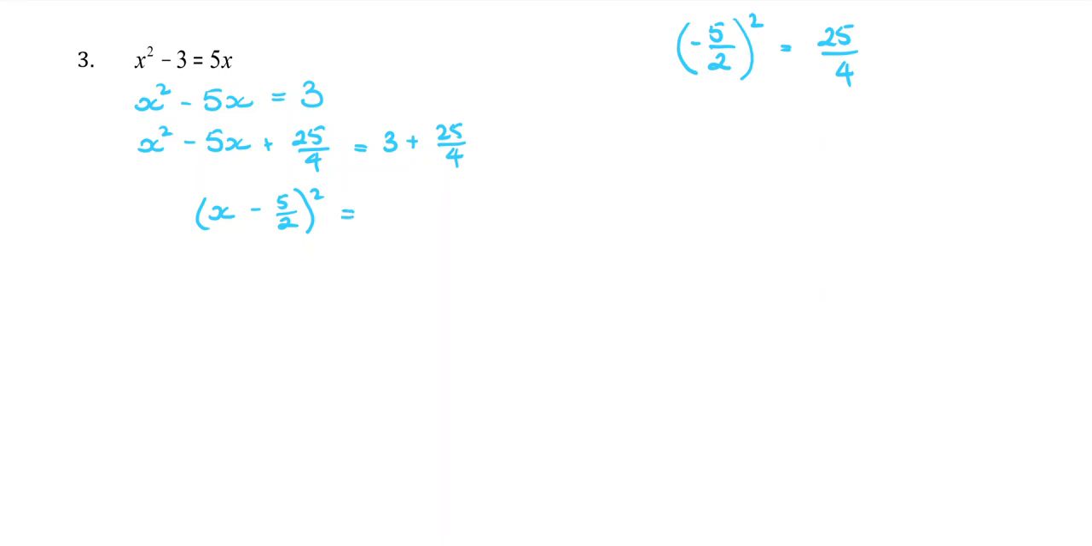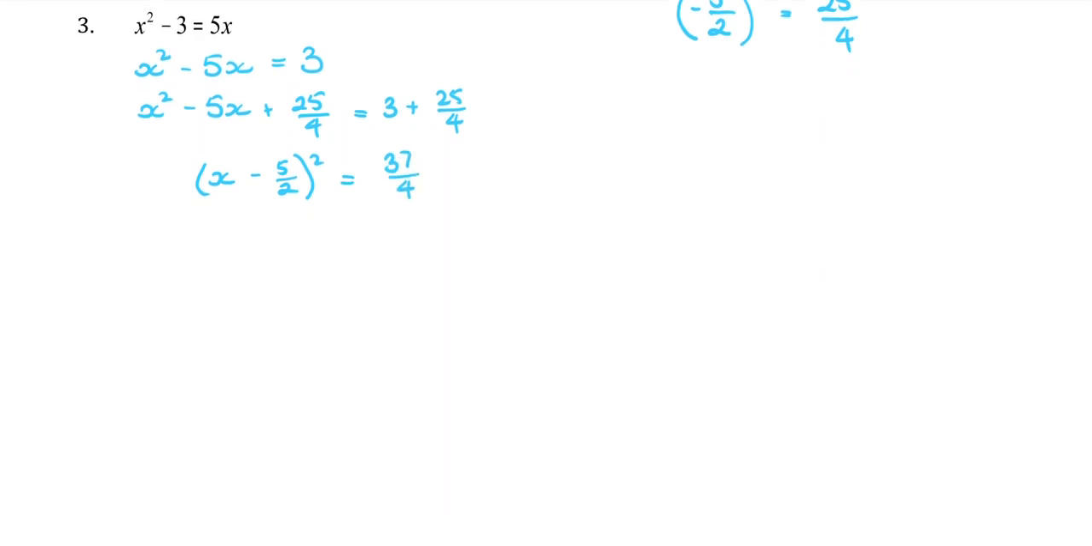3 plus 25 over 4. Now, that makes 37 over 4. You can type that into your calculator if you like. Then, to get rid of the squared, I'm going to square root. X minus 5 over 2 equals plus or minus square root of 37, can't be made any nicer, but the square root of 4 is exactly 2.